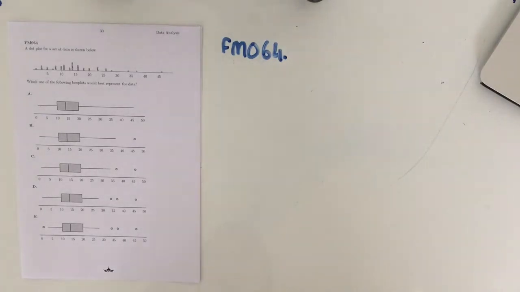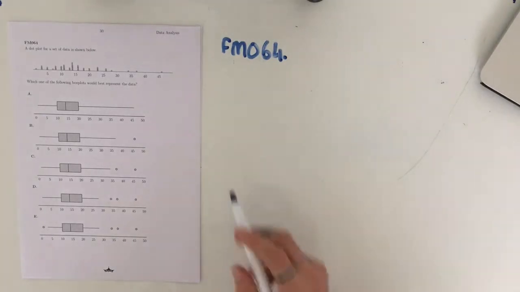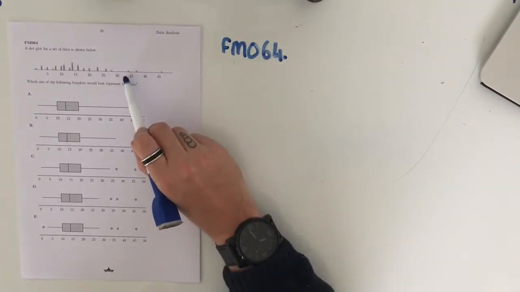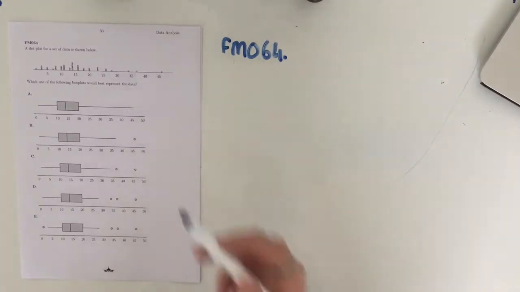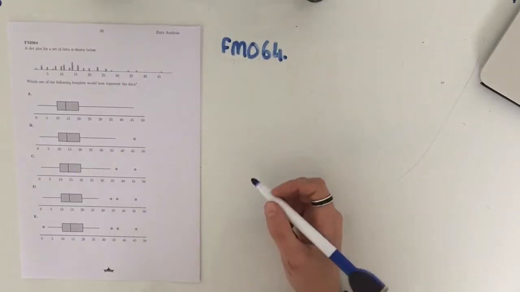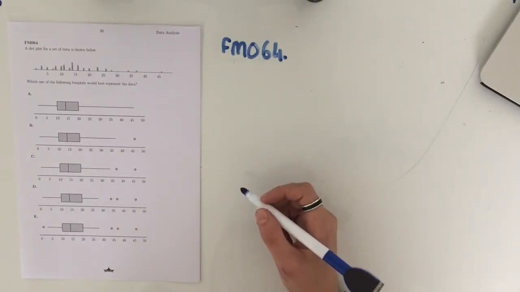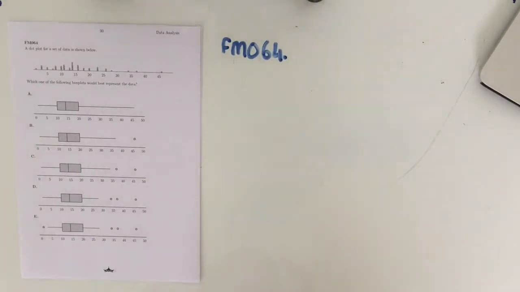So first of all, we want to find out where our outliers should be. Now we've got some data points we can see here. It looks like 34 and 37 there, and another one up here at 46. So we want to find our upper and lower fences.